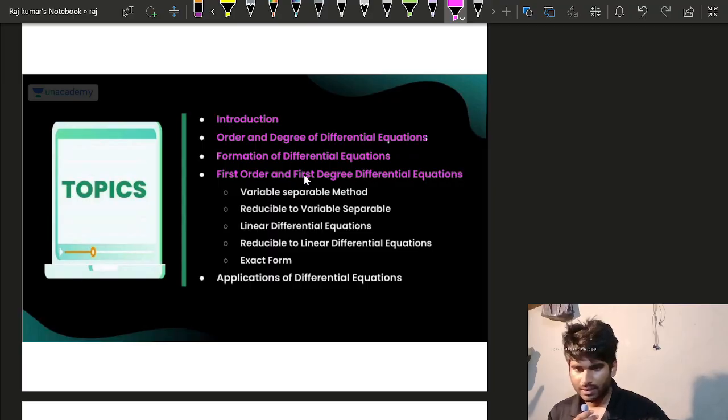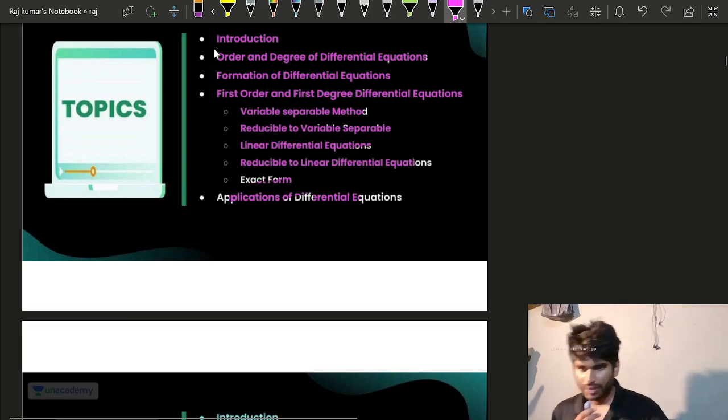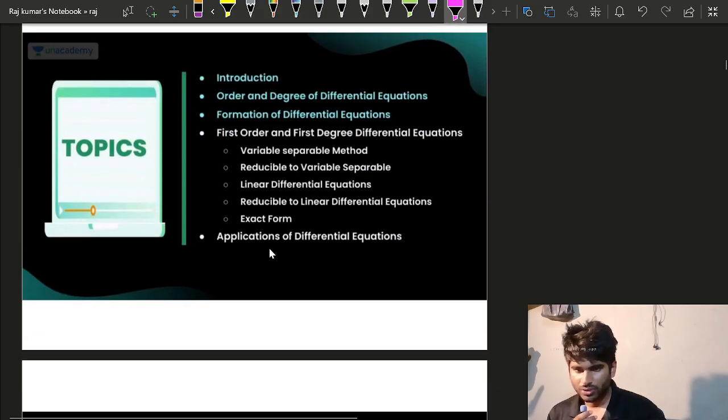And then variable separable is a part of this sub-unit. After that we discuss the variable separable method, reducible to variable separable, linear differential equations and reducible to linear differential equations, and exact form, and applications of differential equations. So today we will discuss these three. Let's make a target today.